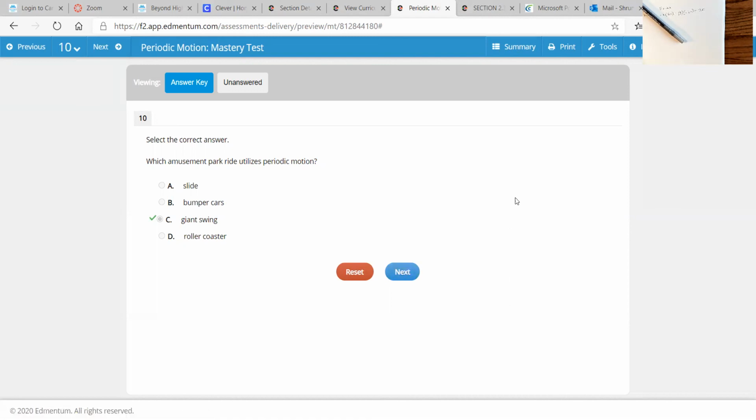And that is it for today. I hope that periodic motion mastery test walkthrough helped you understand a few of the concepts more. And if you need more practice, go back over these and see if you can solve them yourselves.